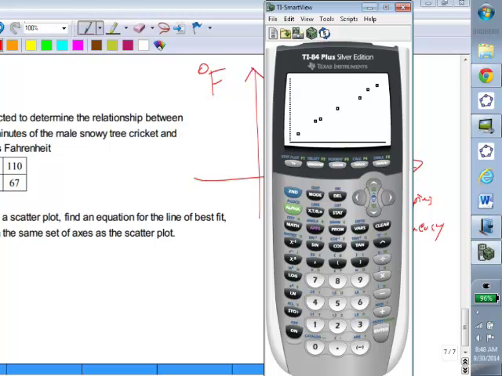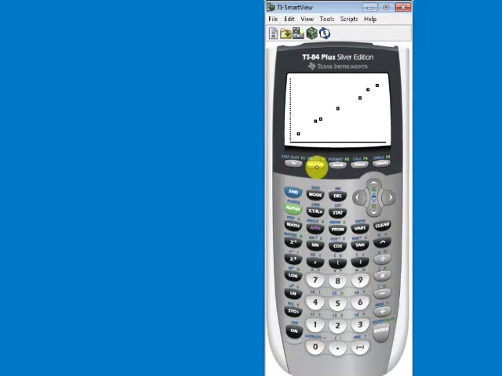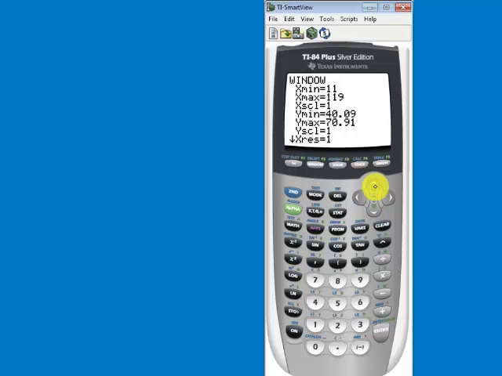So we're looking at the points. Now, we could go in now and press window. I'm just going to press the window button. And you can see what zoom stat did. It automatically set the x min to 11 and the x max to 119, the y min to 40, and the y max to 70. Now, if you like to see the x axis on your screen, you can set the y min to 0. And if you like to see the y axis, you can set the x min to 0.